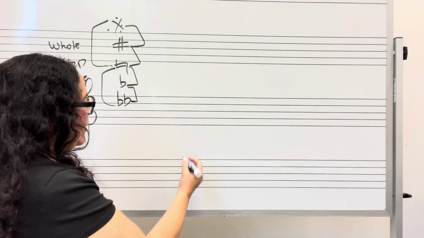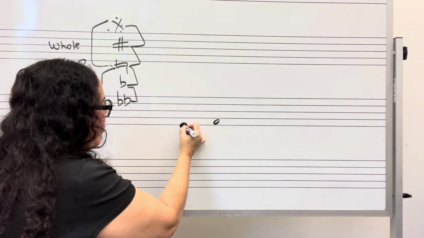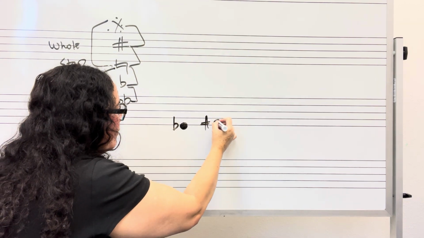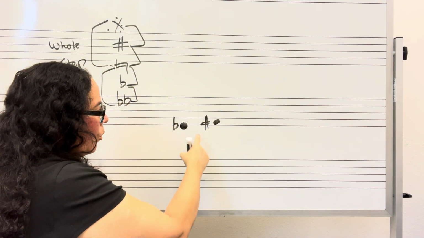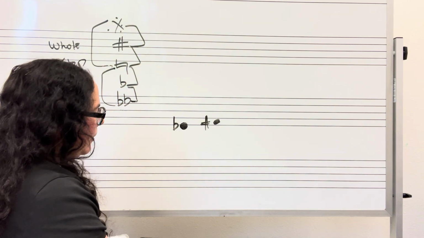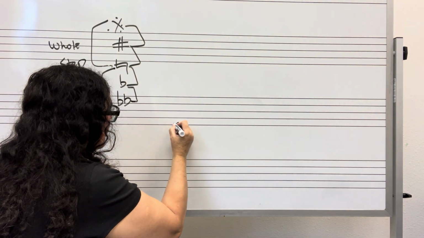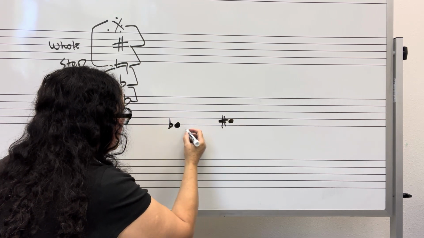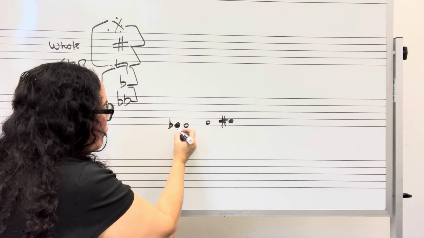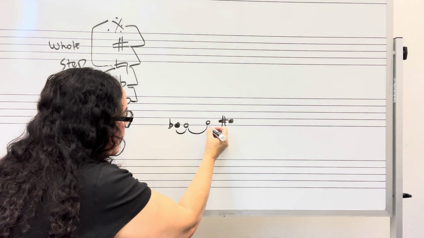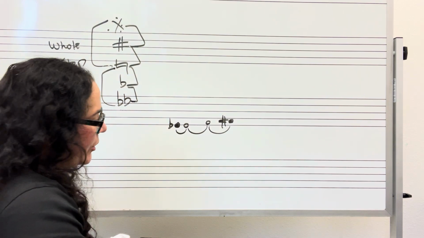Let's complicate a little bit more. E to F, you know that E to F is a half step, semitone, minor second. I'm going to add one flat on the E and one sharp on the F. E flat to E natural is a half step, E to F half step, F to F sharp half step. So 1, 2, 3 half steps, so one whole step and a half. This is an augmented second.